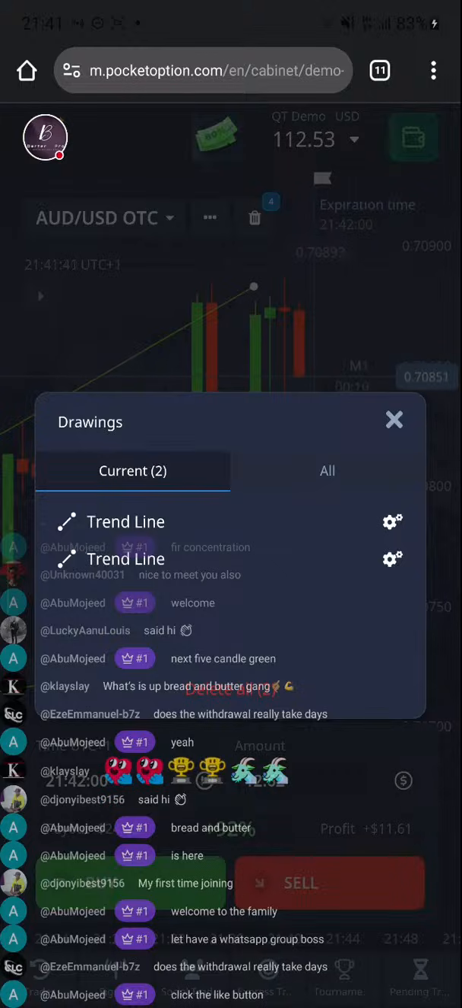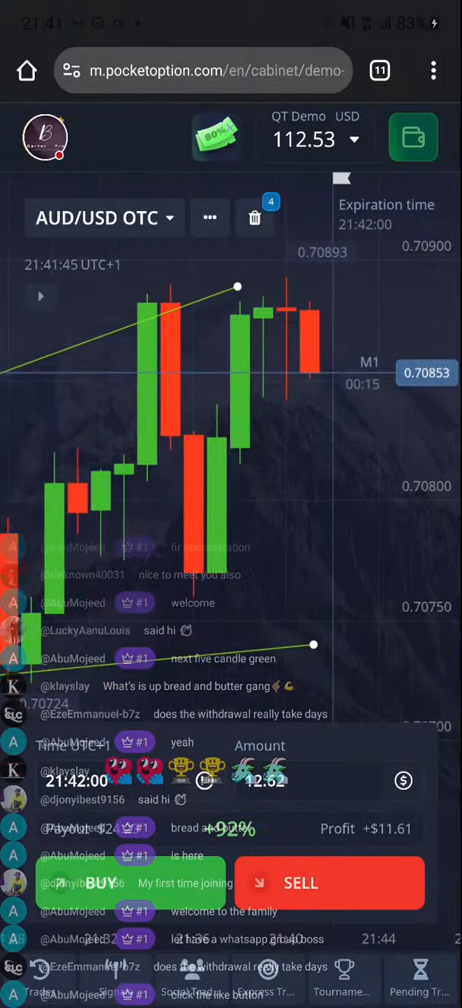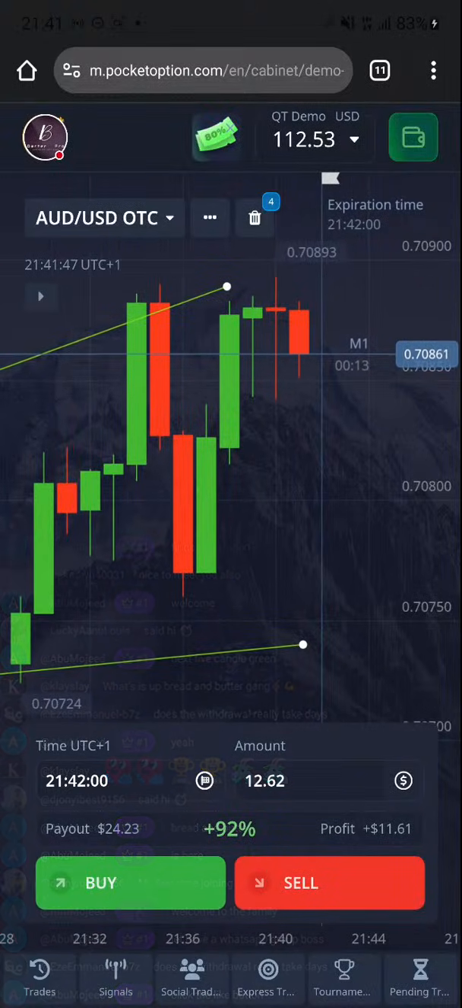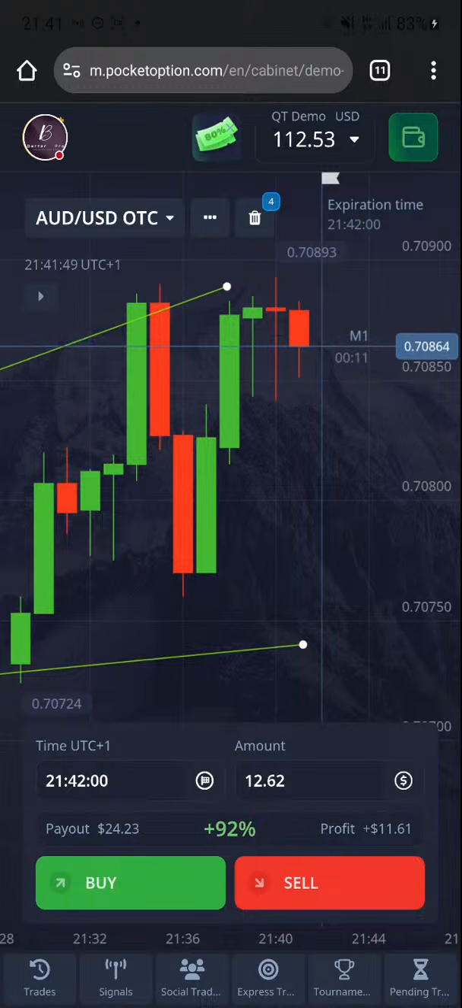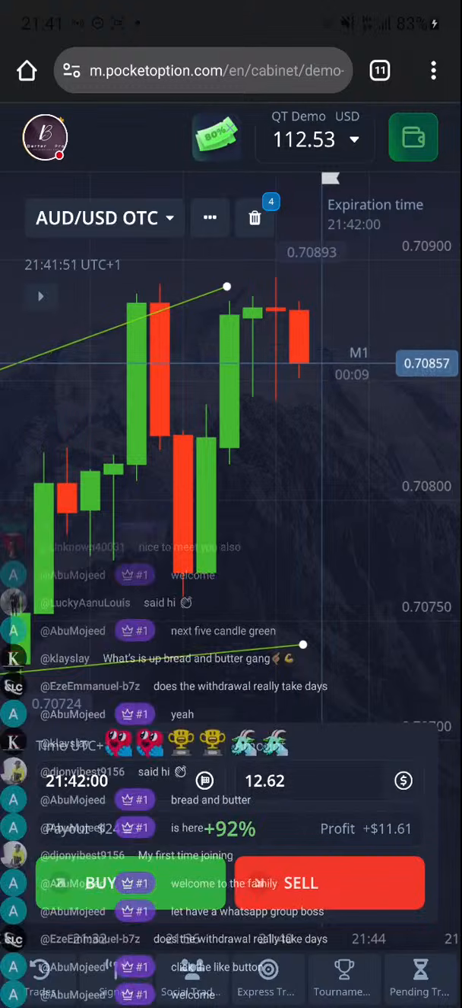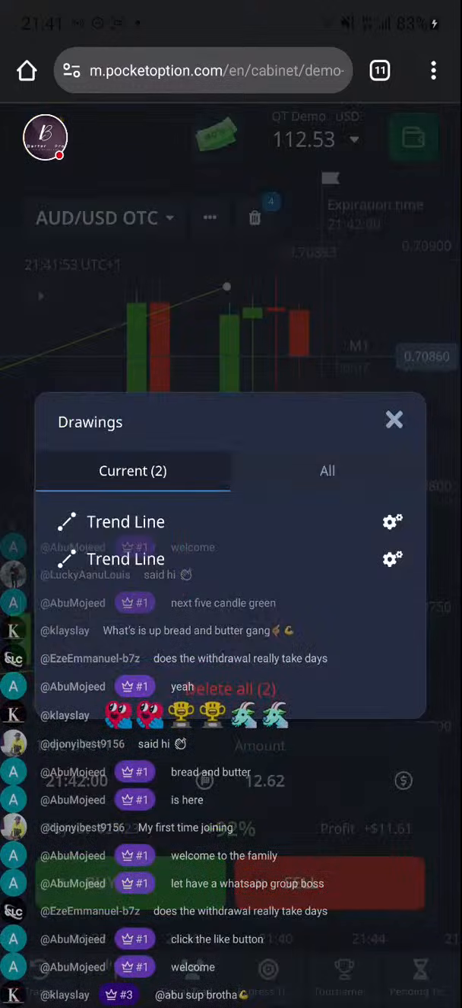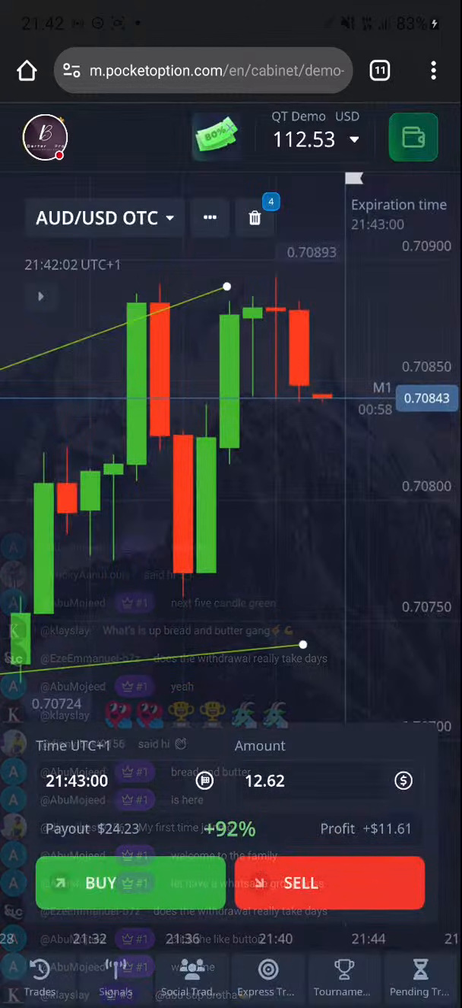Does the withdrawal really take days? No, it depends on which withdrawal method you are using. I always encourage people to use crypto. Crypto takes maybe 1 hour, 2 hours max if you are new. Now, there's one trick to withdrawing that a lot of people don't know.